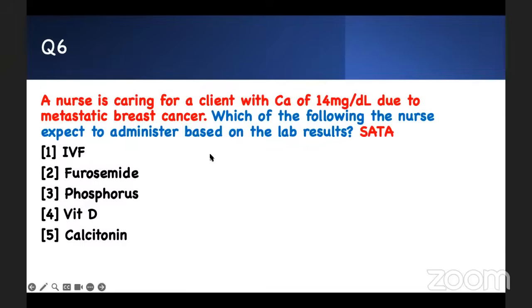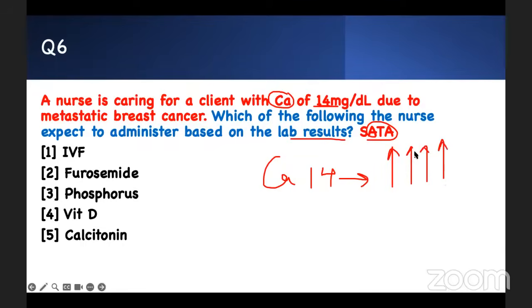Okay, same strategy, right? Select and apply. Which of the following should the nurse expect to administer based on the lab results? The nurse is caring for the client with calcium of 14. Okay, you have calcium 14, way too high. We got to bring it down.